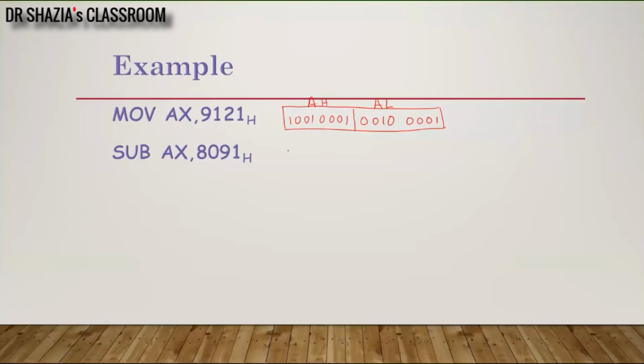We are going to subtract 8091 from it. So I am going to write 8091: 8 will be 1000, 9 is 1001, and 1 is 0001. When we subtract, I am showing you the subtracted output.